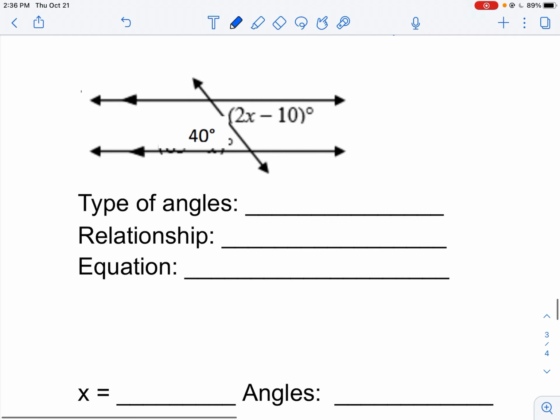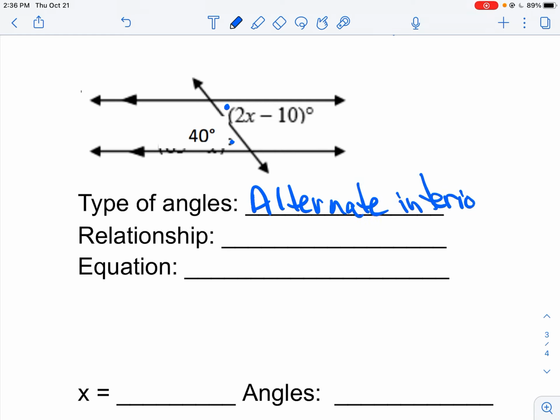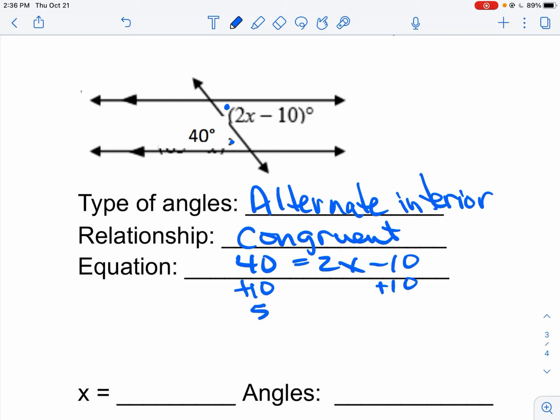And last but certainly not least, these are alternating, so it's alternate. They're on the inside, so they're alternate interior. Alternate interior angles are congruent to each other. So I just set them equal to each other. 40 equals 2x minus 10. Add 10 to both sides. Get 50 is equal to 2x. Divide by 2. And 25 is equal to x.